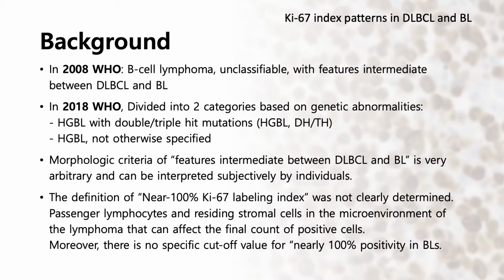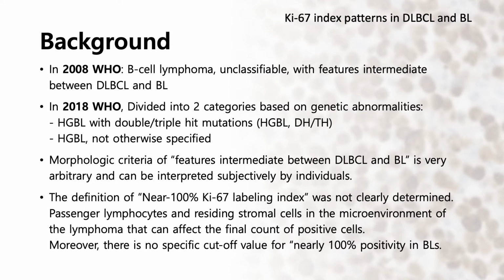However, this has complicated the pathological diagnosis of high-grade B-cell lymphoma since the morphology criteria of features intermediate between DLBCL and Burkitt lymphoma is very arbitrary and can be interpreted subjectively by individuals. And the definition of nearly 100% Ki-67 labeling index, which is characteristic for Burkitt lymphoma, was not clearly determined yet.